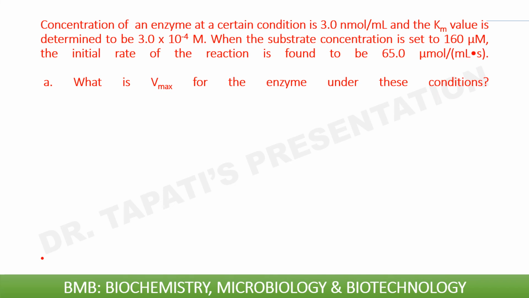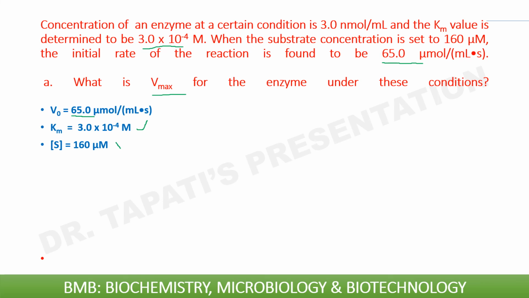First of all, we have to find out Vmax for the enzyme. In this question, V0 value is 65.0 micromole per ml per second. Km value is 3.0 into 10 to the power minus 4 molar, and substrate concentration is 160 micromolar. We have to find out Vmax value. As you know, the Michaelis-Menten equation is V0 equal to Vmax into substrate concentration divided by Km plus substrate concentration.